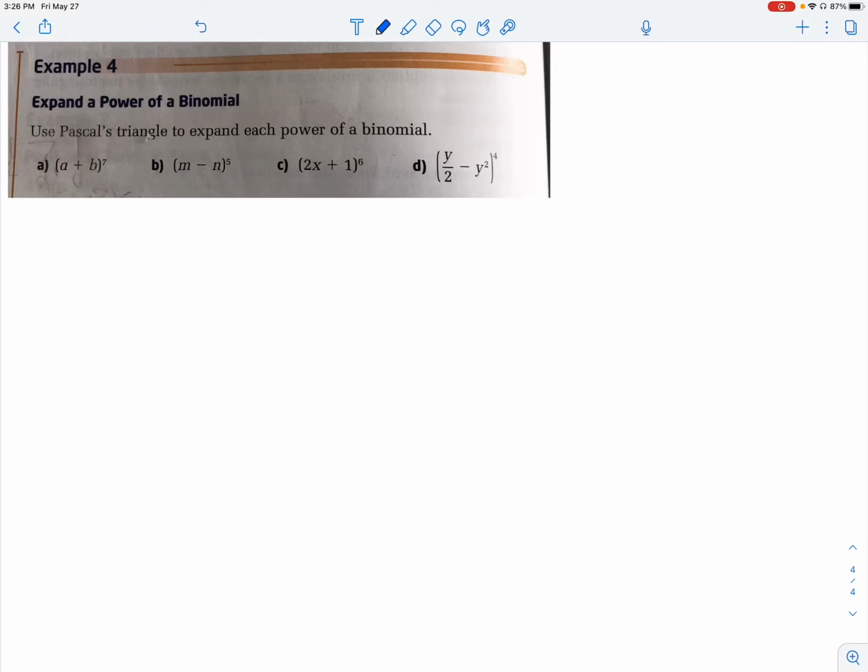Hi, welcome to our last example for 6.3, Pascal's triangle and expanding binomial powers. In this example, that's exactly what we're going to do. We're going to expand a power of a binomial. So if you remember, I brought that up in the first video, and this is one of the more useful applications of Pascal's triangle. So let's go ahead and start this first one.